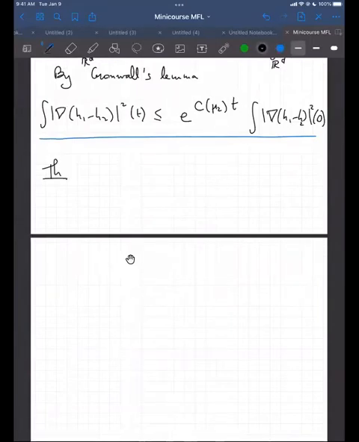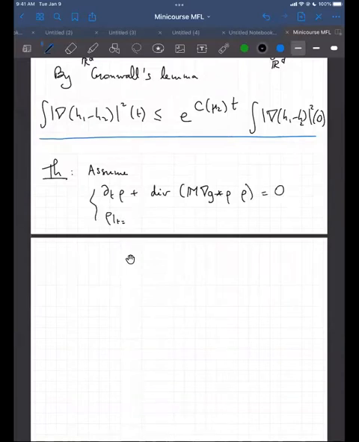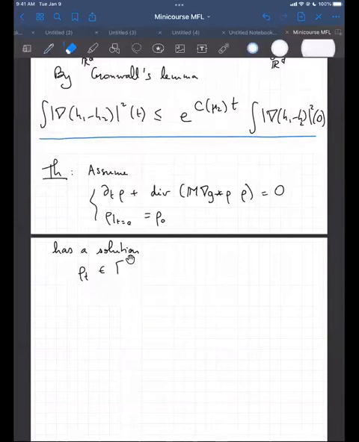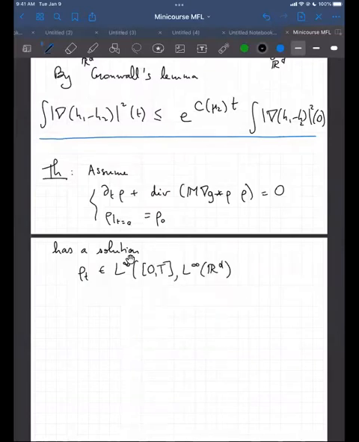So, theorem. So how do I write this? Assume the limiting equation is ∂t rho plus divergence of m grad g convolved with rho, times rho, equals 0. And we're going to give it some initial data. Assume this equation has a solution rho t, which belongs to L infinity of 0,T, L infinity of Rd. So assume there exists some interval of time, 0,T, where you have a nice solution.